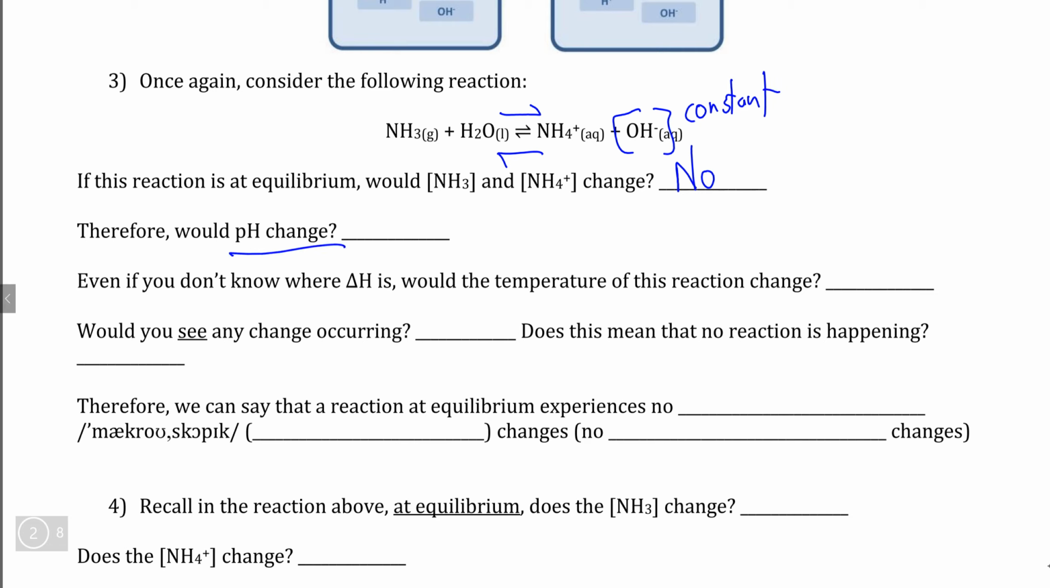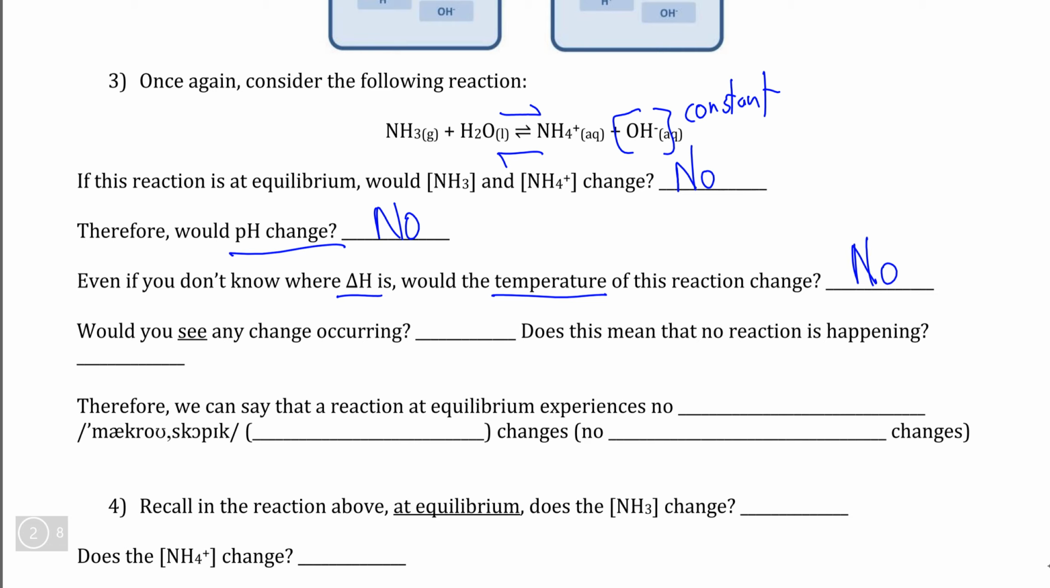Now, if that means that OH minus is constant as well, would we see the pH changing at this point? Well, again, that answer would be no, because no matter how much OH minus is produced, a certain amount of that is going to be consumed to do the reverse reaction at the same time. Even if we don't know if this is an exothermic or endothermic reaction, if both directions are occurring at the same rate, presumably that delta H is not going to change as well, meaning the temperature of this reaction is going to stay constant as well.